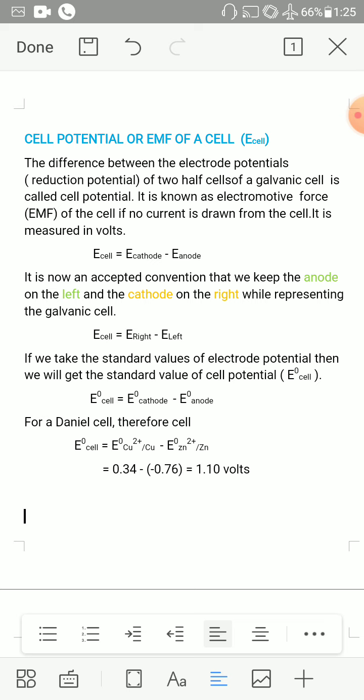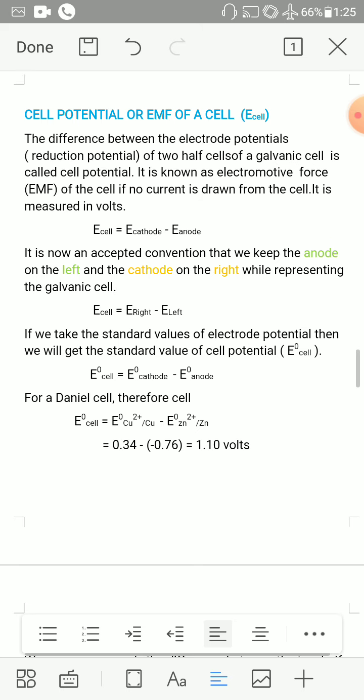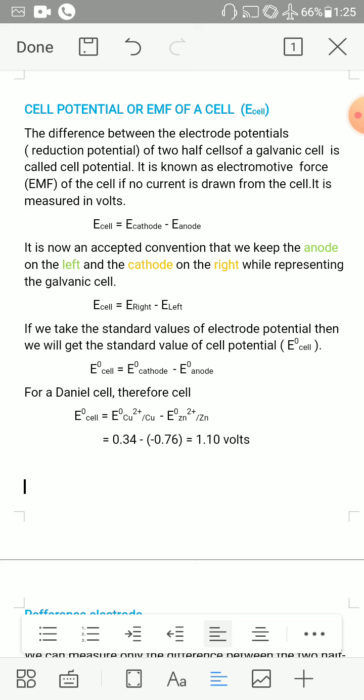So during calculation of cell potential, you have to remember that the electrode potential must be in the form of reduction potential. Okay, and the formula of cell potential is E cell is equal to E cathode minus E anode. It is convention. And conventionally you have to take the electrode potential always in terms of reduction potential. And if oxidation potential is given, then you have to convert the oxidation potential into reduction potential first.